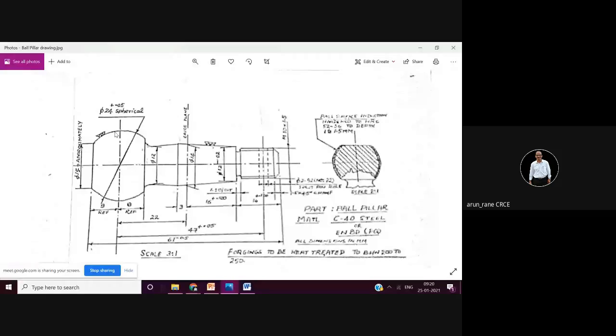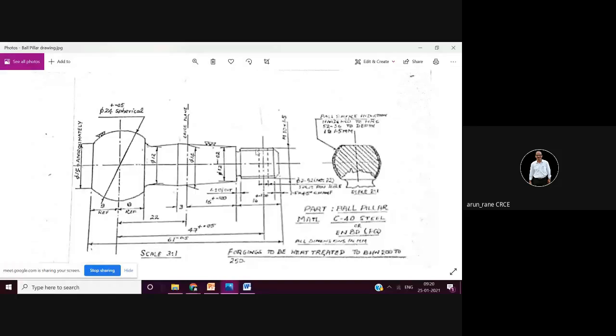Then on CNC you can set up two ways. You simply do the facing of this. So that is your turning. Then once the turning is done, you have to decide whether you will do threading or drilling first. So there is a drilling here and there is a threading operation.